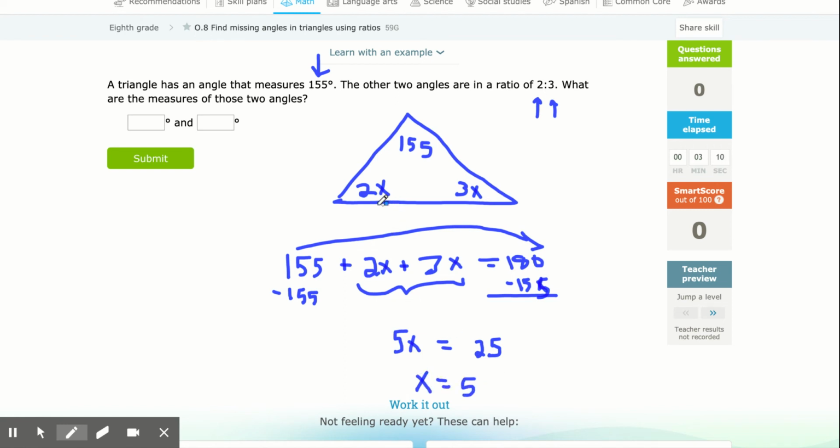Now it's asking for the angle measures. So the one angle measure is 2 times 5, so the first angle measure would be 10. The second angle measure is 3 times 5, or 15. So all three of those angle measures now add up to 180, and those two that are unknown are in the ratio of 2 to 3.